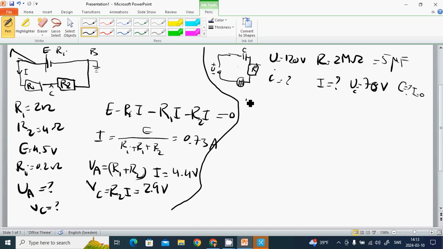Now I equals U divided by R. At the same moment we close the switch, UC is 0, so the resistor has the whole voltage. Then I is 60 microampere. And then when UC is 70, UR is 120 minus 70, which is 50 volt.